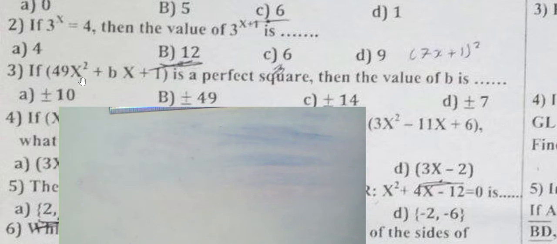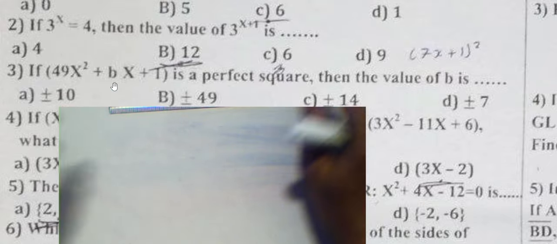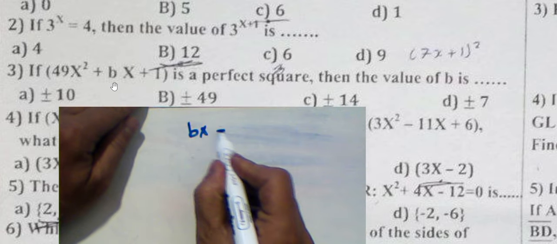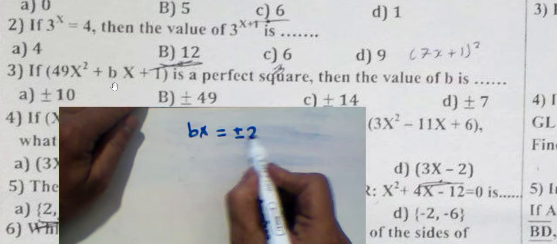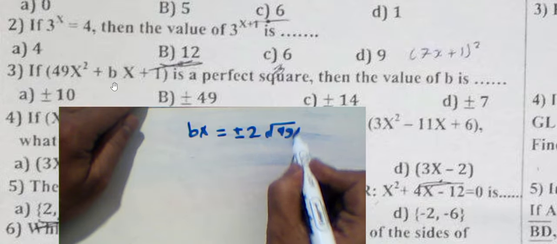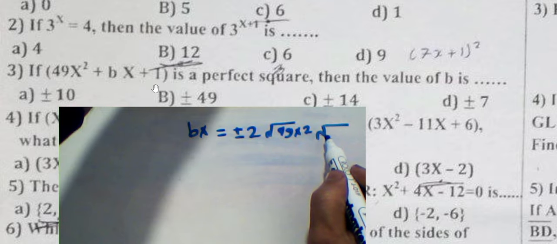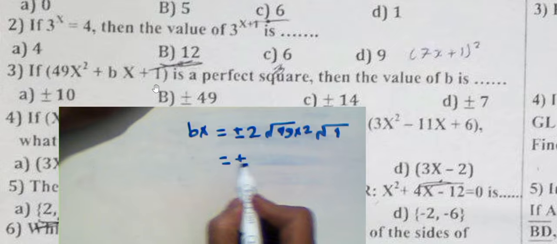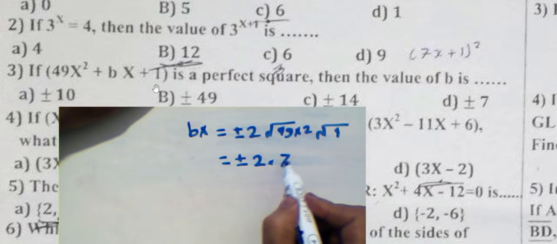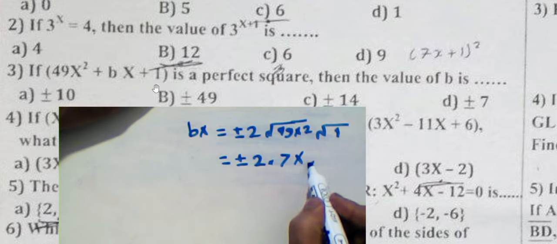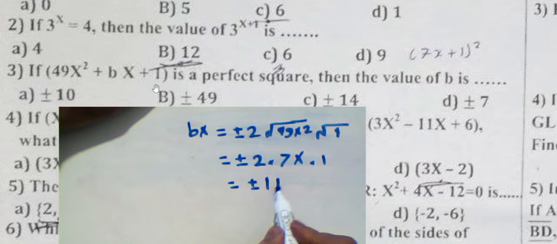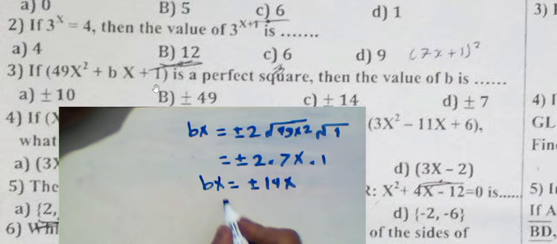If the expression 49x power 2 plus bx plus 1 is a perfect square, then the value of b equals? B here lies in the middle. Then bx equals positive or negative 2 product by the square root of the first term 49x power 2 product by the square root of the third term 1. Positive or negative 2 product by square root of 49, 7x power 2 square root of it will be 7, product by 1, equals positive or negative 14x. Then bx equals positive or negative 14x, so the value of b equals positive or negative 14. Choose letter C. Next question.